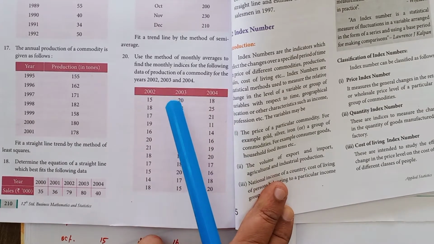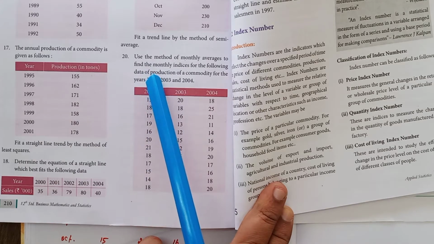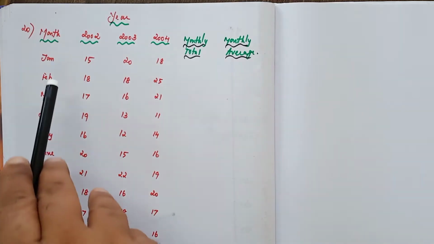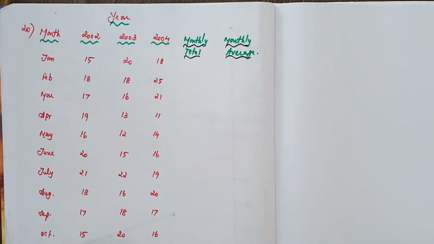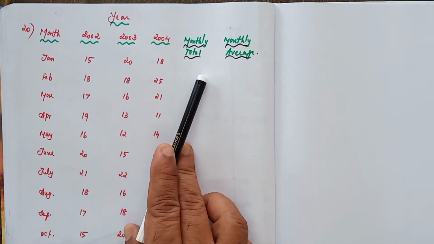So production for the years 2002, 2003 and 2004 is given from January to December, all the 12 months. Then find the monthly indices for the following data. So months January to December, years 2002, 2003 and 2004. First we start with the monthly total.